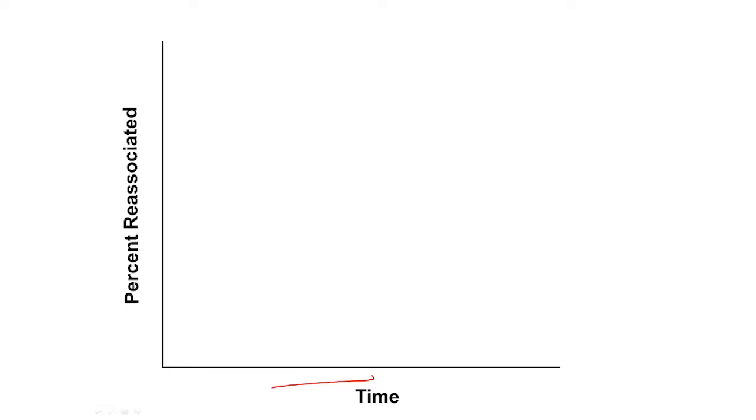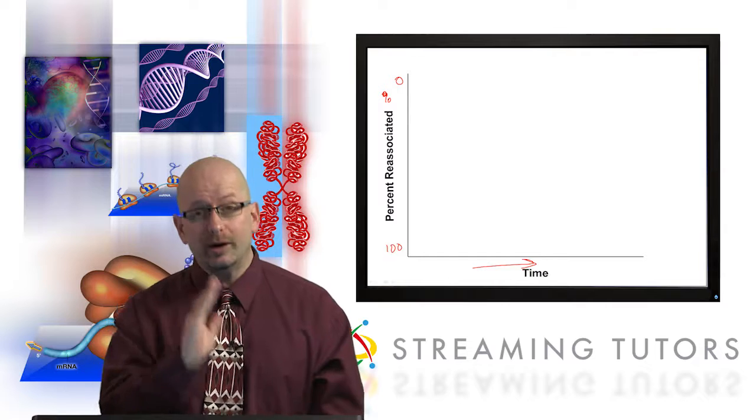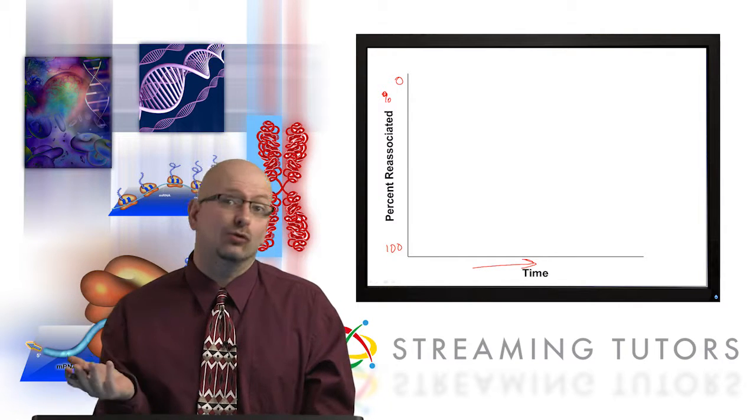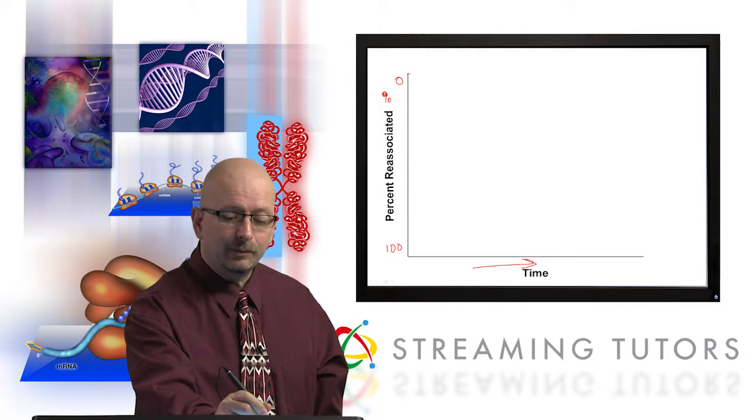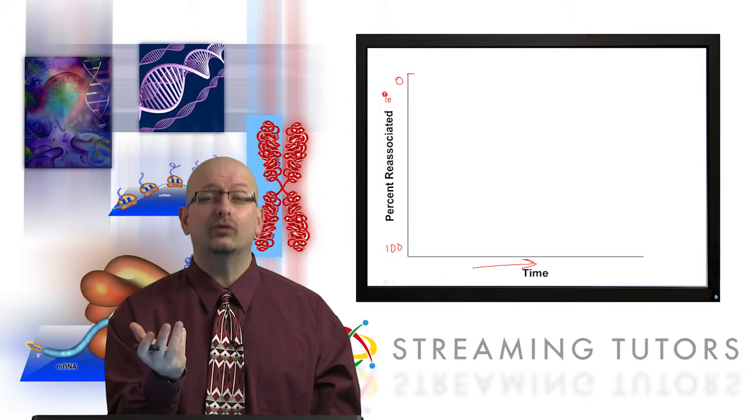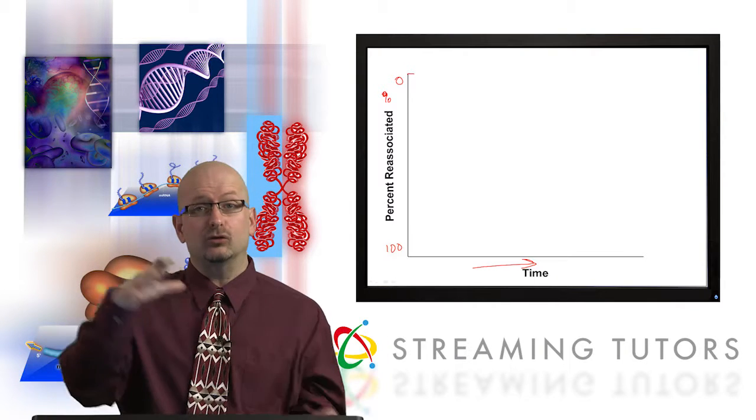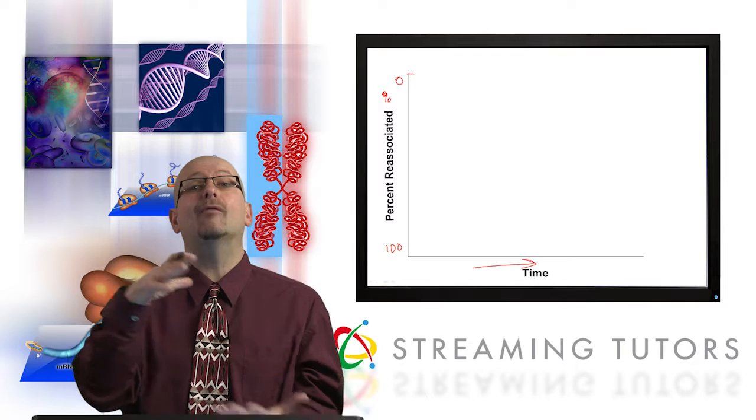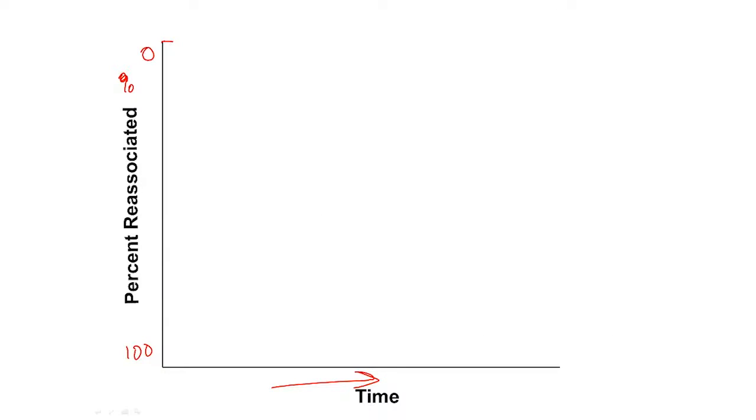So time is progressing in this direction. Over here, it's sideways, but I hope you can see this says percent reassociated, going from 0 to 100. So here's what I mean by that. If you cut it up with restriction enzymes and denature all the DNA, it's going to be starting up here, right? 0% will be reannealed because it's all apart. And we want to see how fast it goes back together over time.